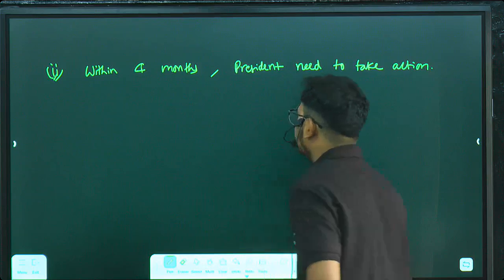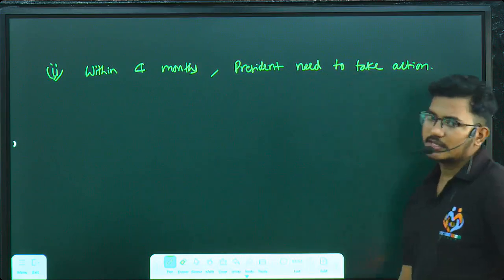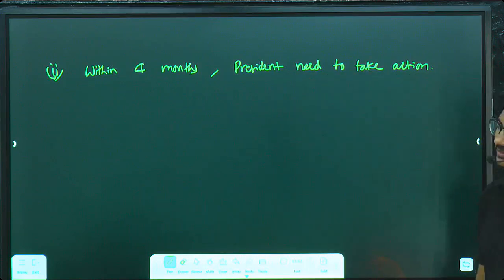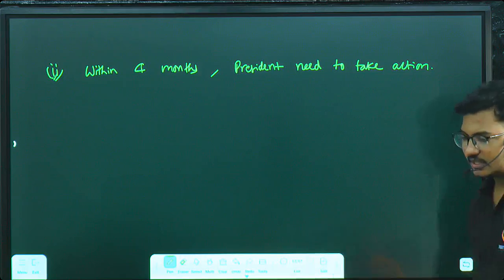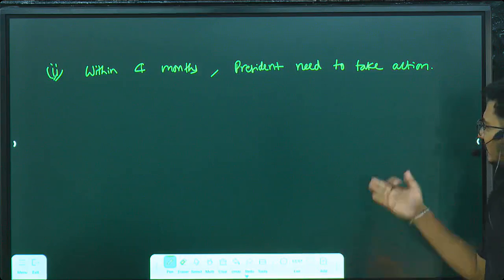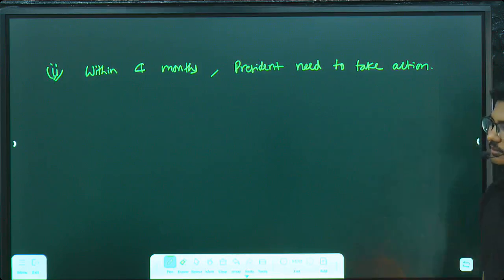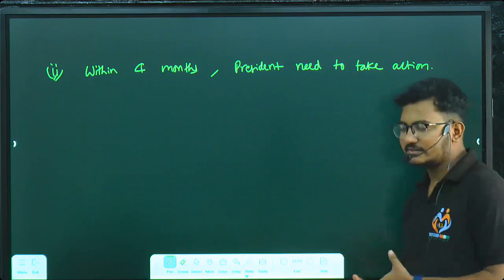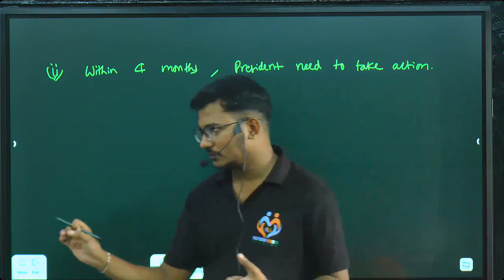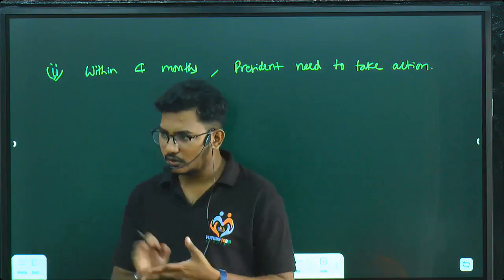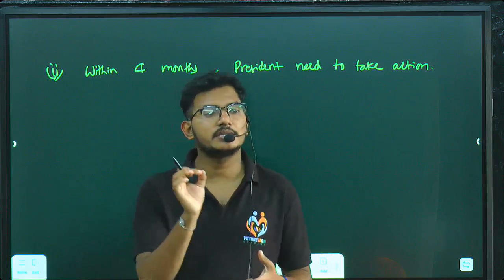Within 4 months, the president needs to take action. It is not the case that the bill came and you didn't act on it, and it's been held for 5 years. No, it shouldn't be the case. You must act within 4 months. Let's say he has given his assent, then no problem at all. If he withholds, then he has to mention the reason.